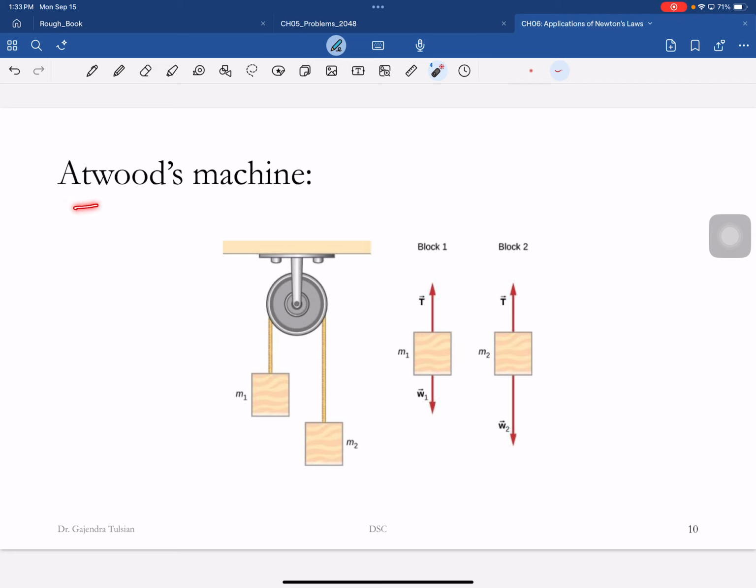Here's something called Atwood's machine. Mr. Atwood invented this to measure acceleration due to gravity. Back in the day, what you could do is drop this object, time it, measure how much time it takes to fall this distance, and then you can calculate the acceleration due to gravity.